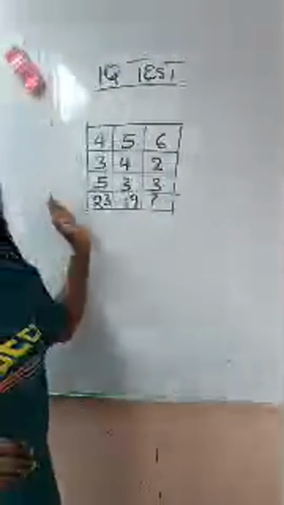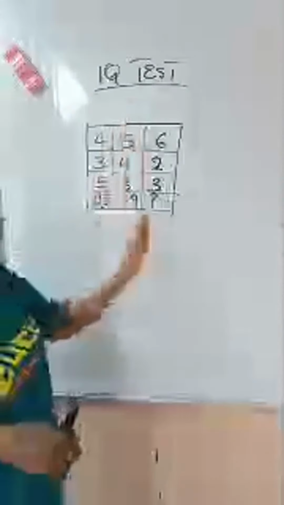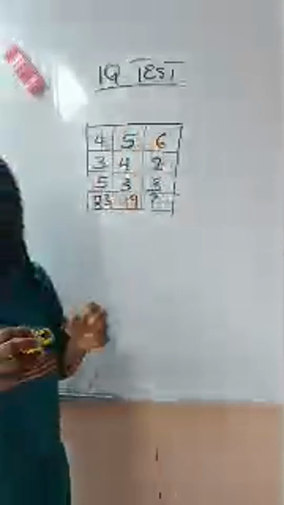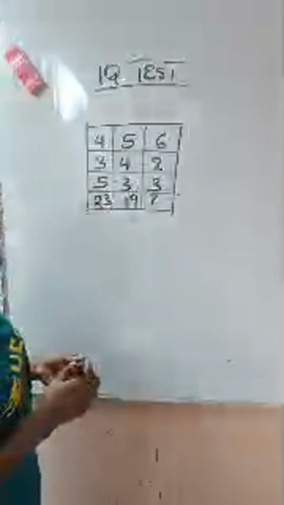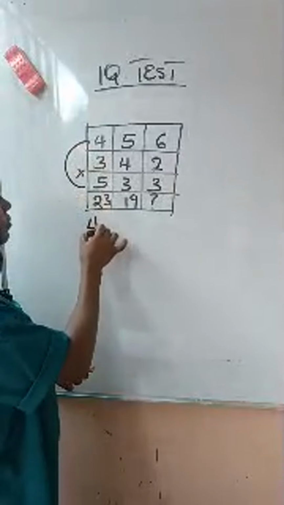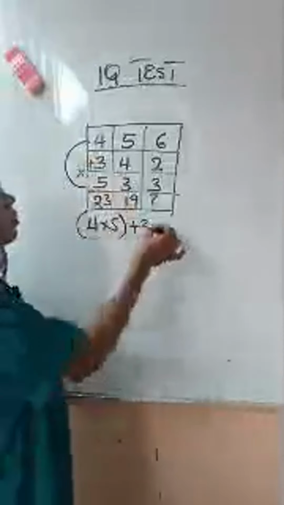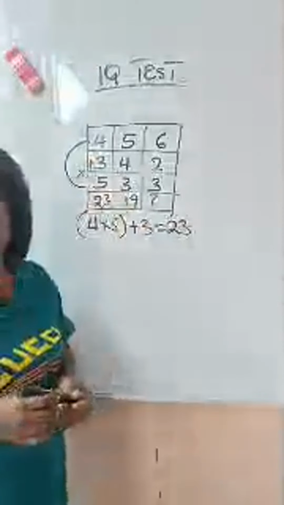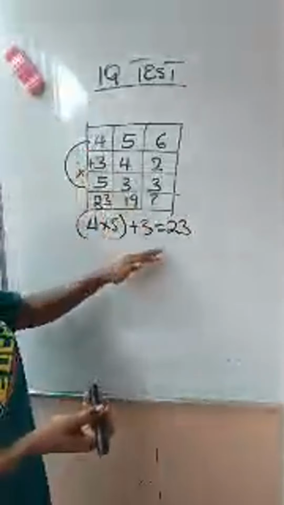One thing about this type of question is that the first thing that comes to your mind is, let me add the columns and see if they give me the same thing, or let me add the rows. But when you do that, you're not going to see a pattern. That is normal. But when you look at this closely, you can see that 4 times 5 plus 3 will give us 23.